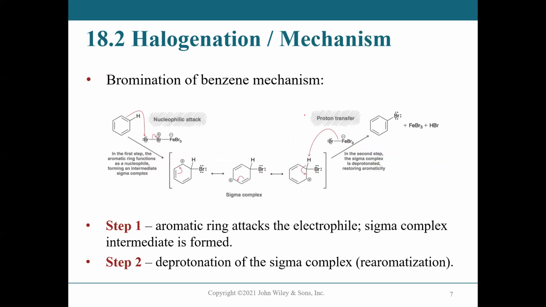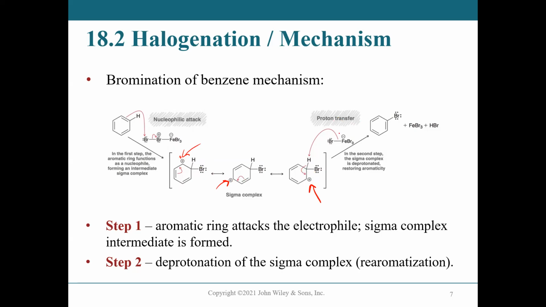So we have the bromination of benzene mechanism. Now that we have our catalyst, in the first step, the aromatic ring functions as a nucleophile, forming an intermediate sigma complex. Notice how we're moving the positive charge right here. It can be moved around. But note on this one, it never comes right here. We're not putting the positive charge right here. You can either put it here, here, or here. It does become a big deal where that positive charge ends up. Later on in the chapter, you'll see that.